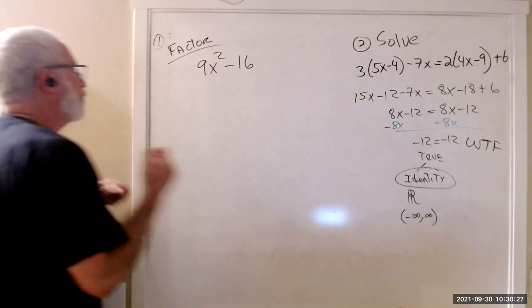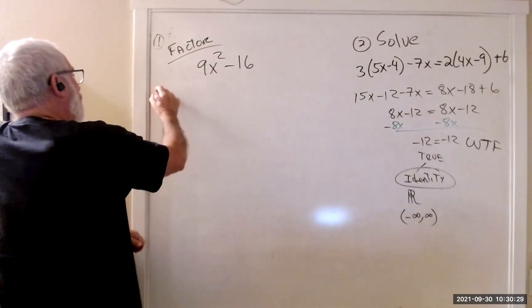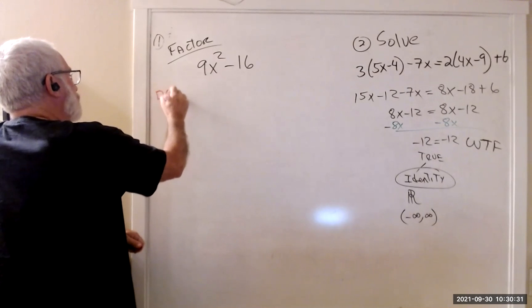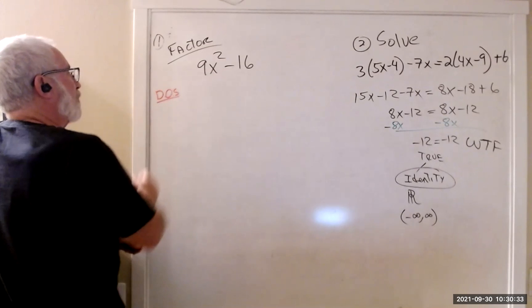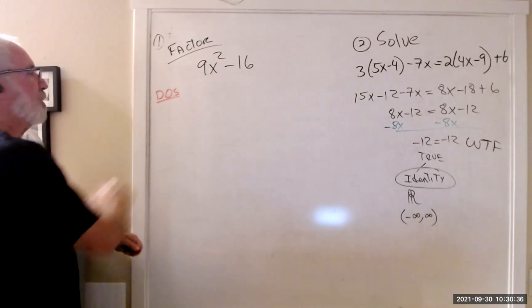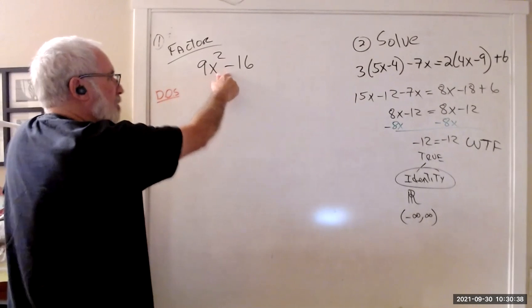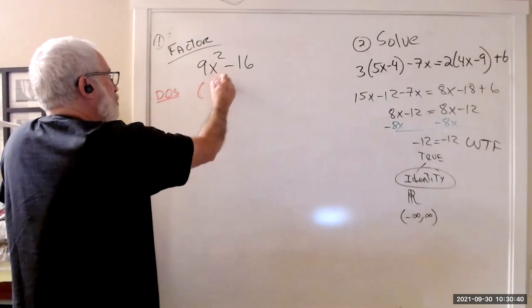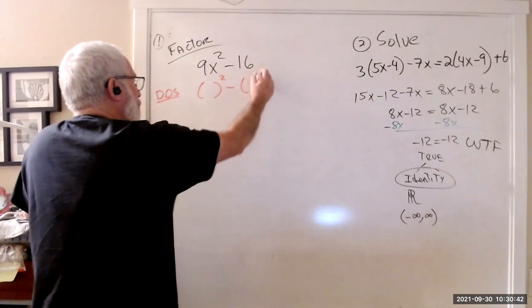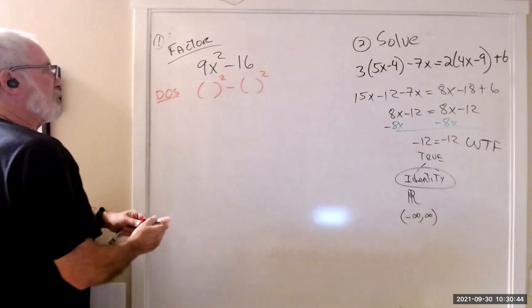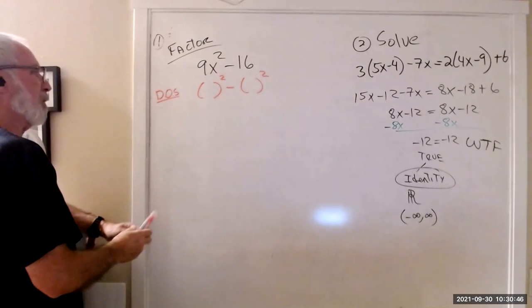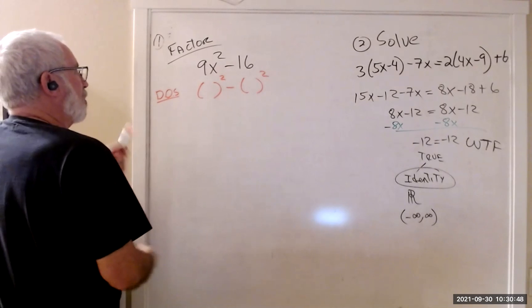You're supposed to look at this and go, oh, this is a dose problem. Difference of 2 squares. Difference means subtraction. Can I write this as a square minus a square? This is what you're supposed to be thinking. You don't have to write it down. You can think it. But you go, yeah.